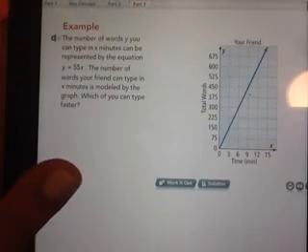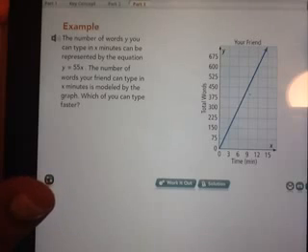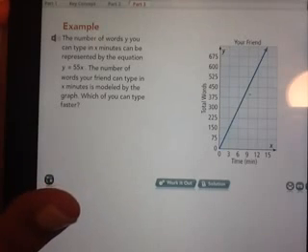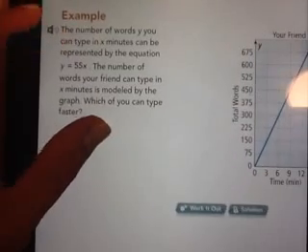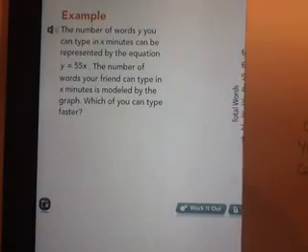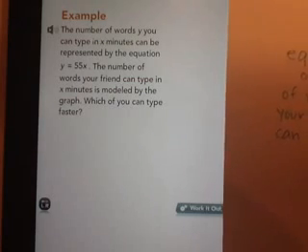This example states the number of words that you can write in x minutes can be represented by the equation y equals 55x. The number of words your friend can type in x minutes is modeled by the graph. Which of you can type faster? We've got to be able to interpret an equation as well as write an equation from a graph. So it talks about your friend being able to write, y equals 55x. Well, we know that y equals mx. 55 is in place of m, and m is our unit rate. So what that's stating is that you are able to type 55 words per minute.